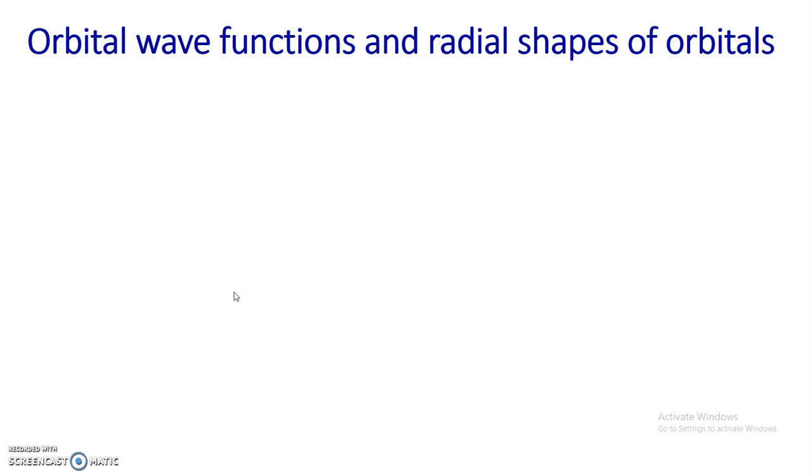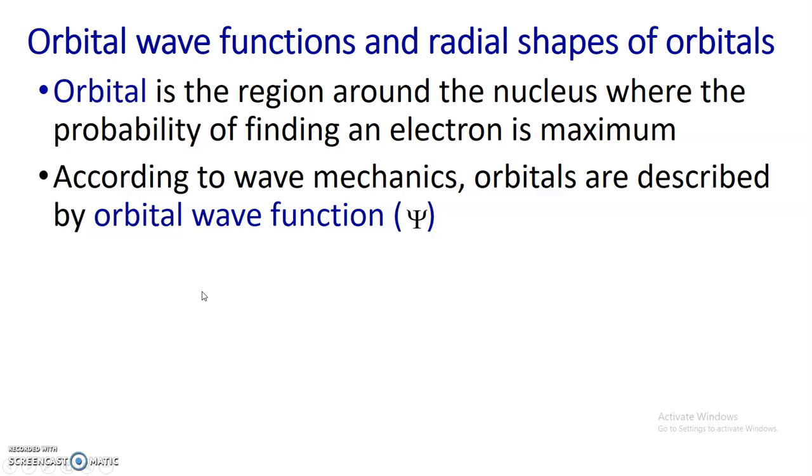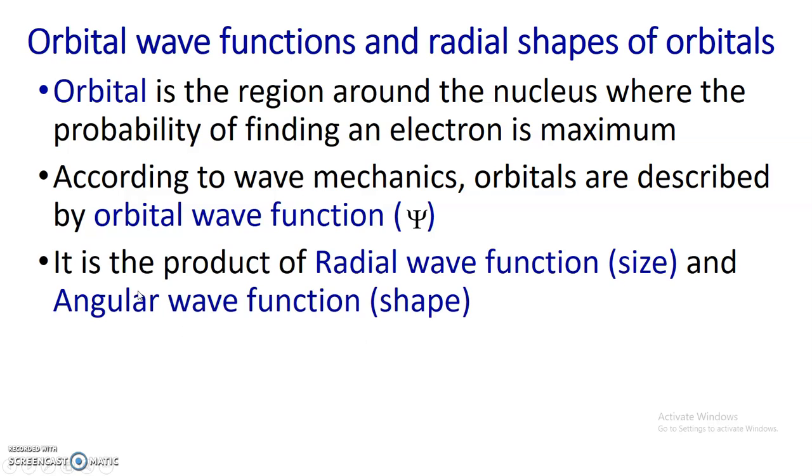In this video, we are going to discuss the orbital wave functions and radial shape of orbitals. Orbital is the region around the nucleus where the probability of finding electron is maximum, and according to wave mechanics, orbitals are described by orbital wave function. Orbital wave function is the product of radial wave function, which is related to the size of orbital, and the angular wave function, which describes the shape of orbital.